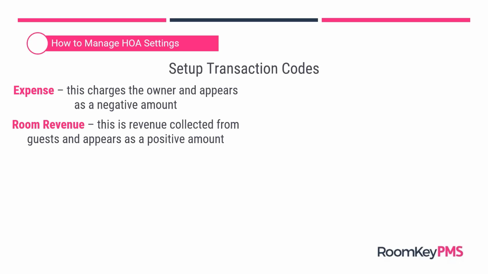Every hotel that uses our HOA portal must have at least one room revenue transaction code set up in order to record revenue and remit those back to the owner at the end of the month.